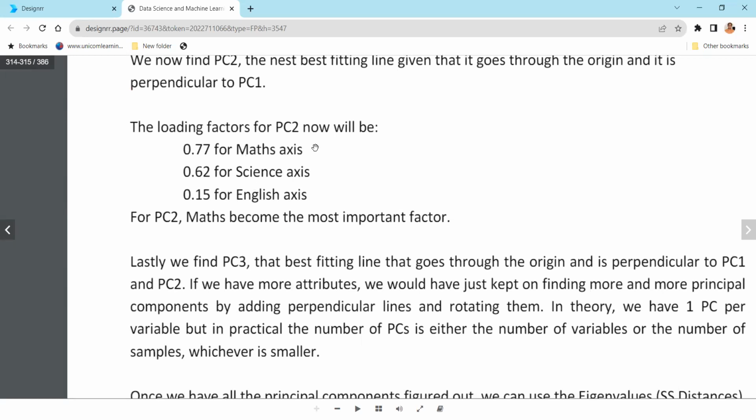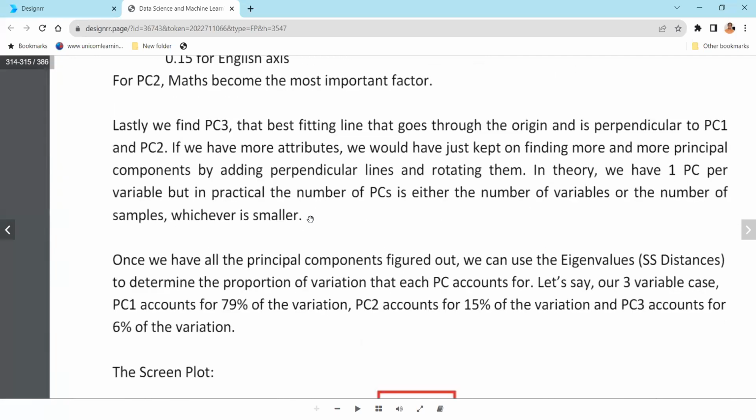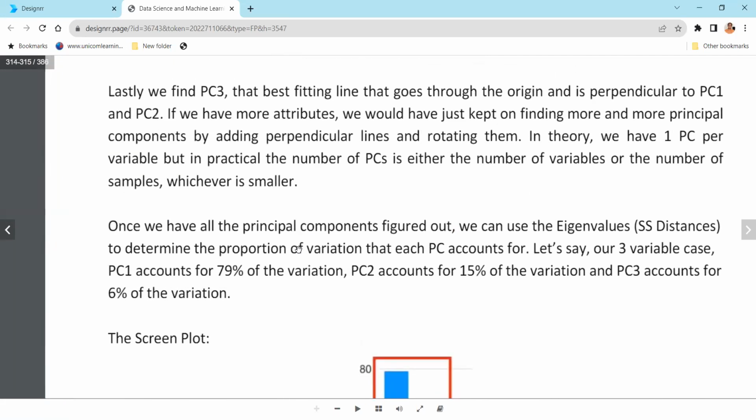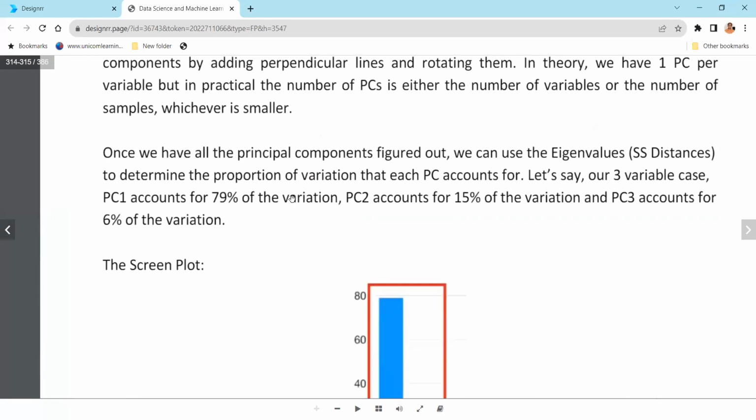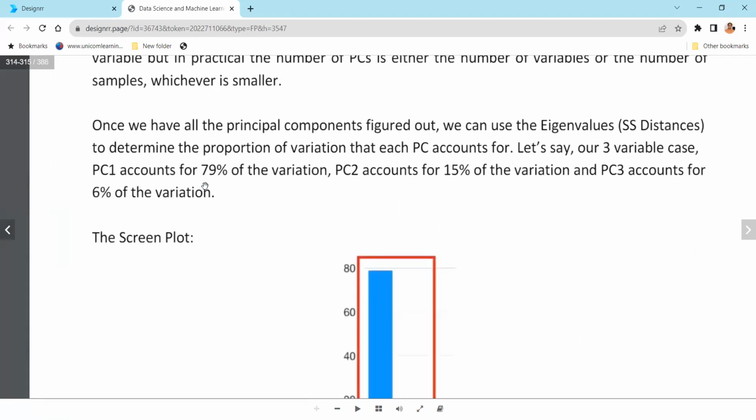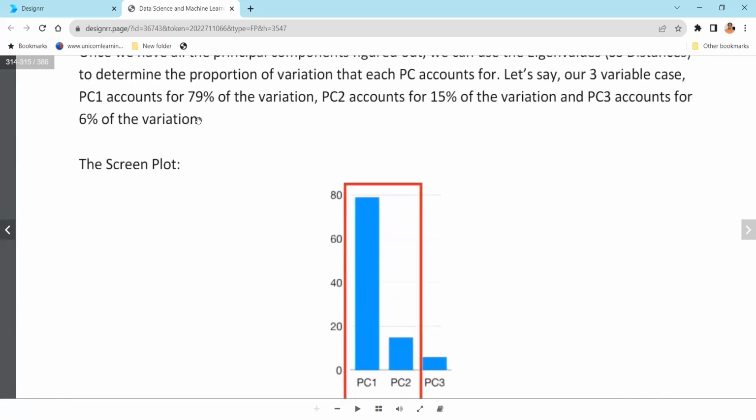So for PC2, maths is more important. And when you draw PC3, you'll say that PC1 is 79%. Again, the way we calculate for 2, you calculate for 3, which says that PC3 is least important here. PC3 is the third dimension, so you'll draw another 90 degrees on the third axis, and everything will move now.